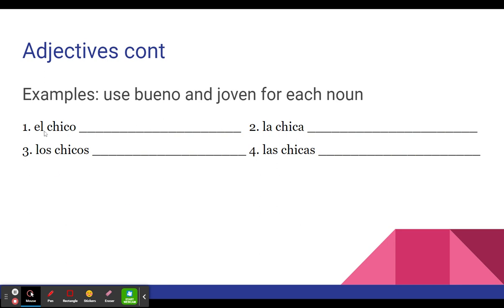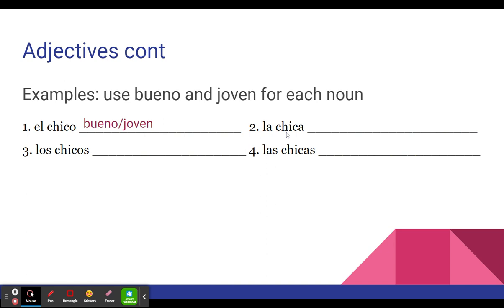So if we have el chico and we want to describe it bueno, chico is an el noun, so it's masculine and singular. Bueno ends in an O, so we're going to use that rule of leaving the O as it is. Joven ends in an N. When we're describing an el noun, we keep it as it is. So el chico would be bueno and joven. Now let's try la chica.